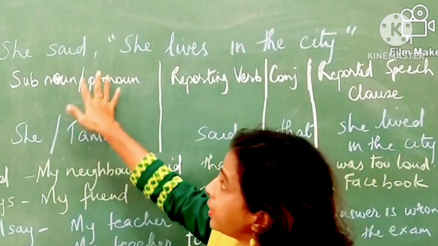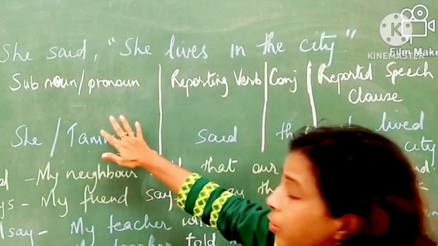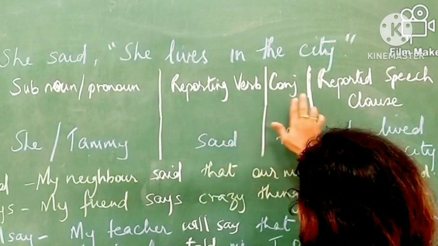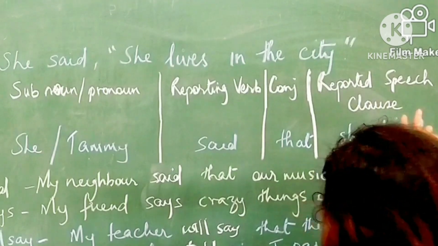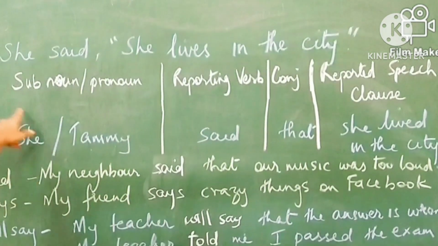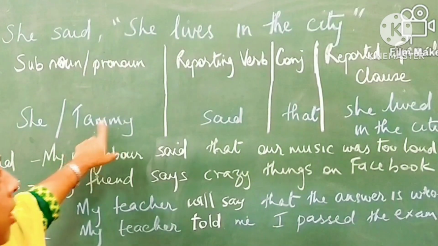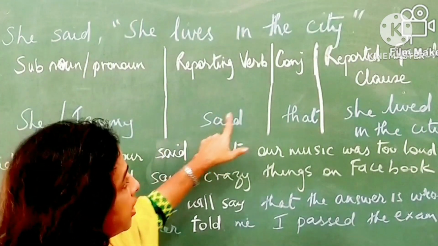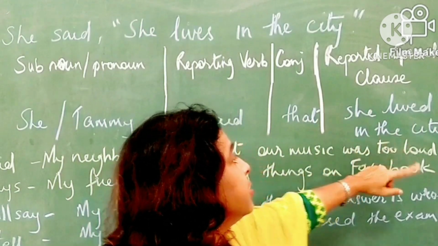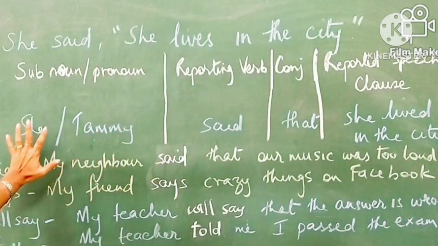Now, if I break this up and change it to indirect speech, you are going to be getting a subject, noun or a pronoun. You will be writing a reporting verb, a conjunction and the reported speech clause. So, you have the subject pronoun here, she, or the subject noun, Tammy, reporting verb, said, conjunction, that, and the reported speech clause is she lived in the city. So, what did I do actually? I just converted the direct speech into indirect speech.